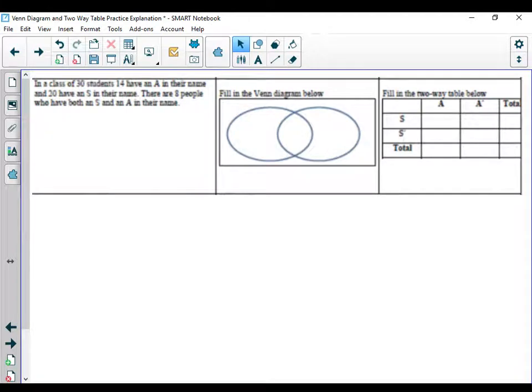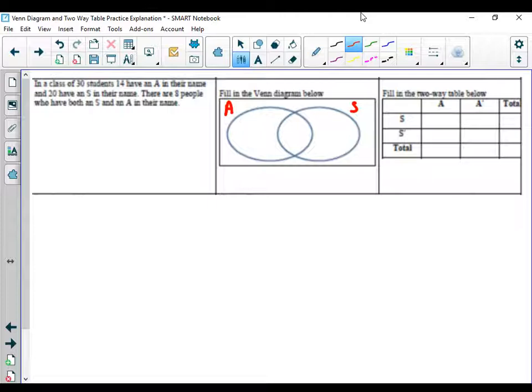All right, let's see how these last two problems went. Again, they gave us a situation, and they wanted us to create, first of all, a Venn diagram. In this situation, they talked about people having A in their name, people having S in their name. Based on some data, we wanted to fill in our Venn diagram. The first thing they said is we had 30 students.